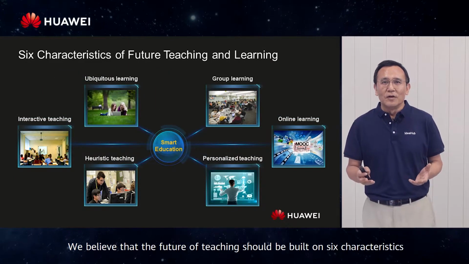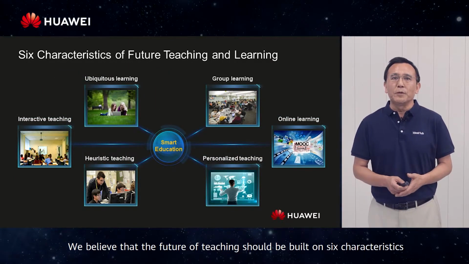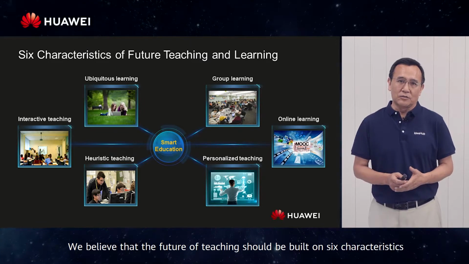We believe that future teaching should be built on 6 characteristics: ubiquitous learning, interactive learning, heuristic teaching, personalized teaching, online learning, and group learning. How can we implement smart teaching and learning?